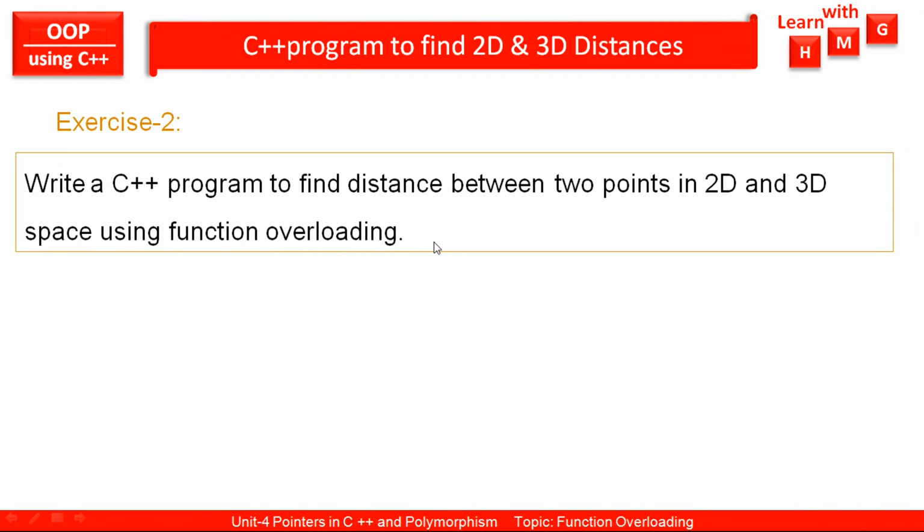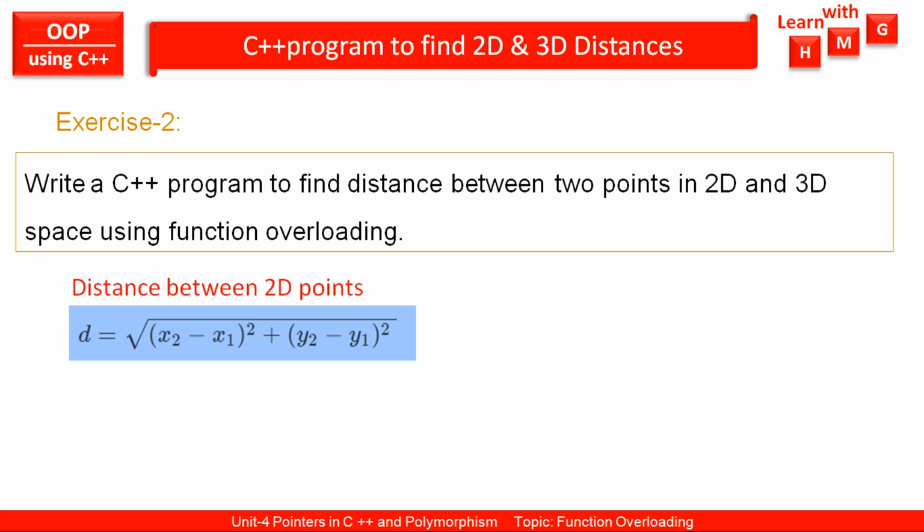Now the second C++ program is to write a C++ program to find the distance between 2 points in 2D, that is 2-dimensional, and 3D, that is 3-dimensional space, using function overloading. So here there will be two functions having the same name, that is the distance function. The first function will find the distance between two 2D points and the second function will find the distance between two 3D points.